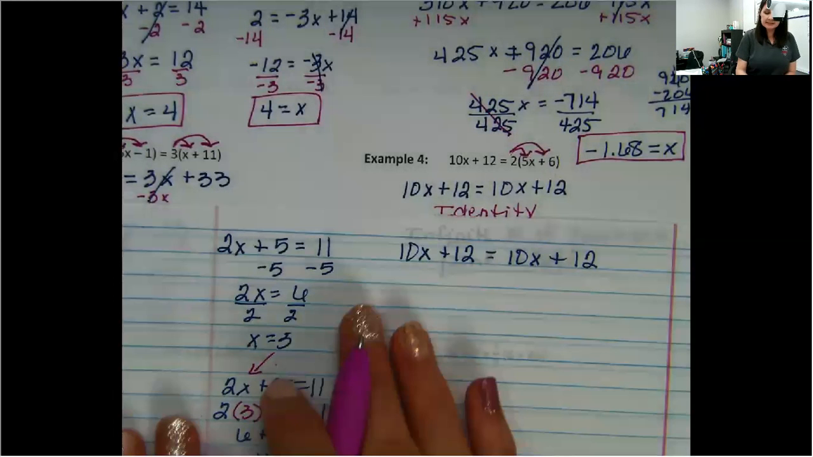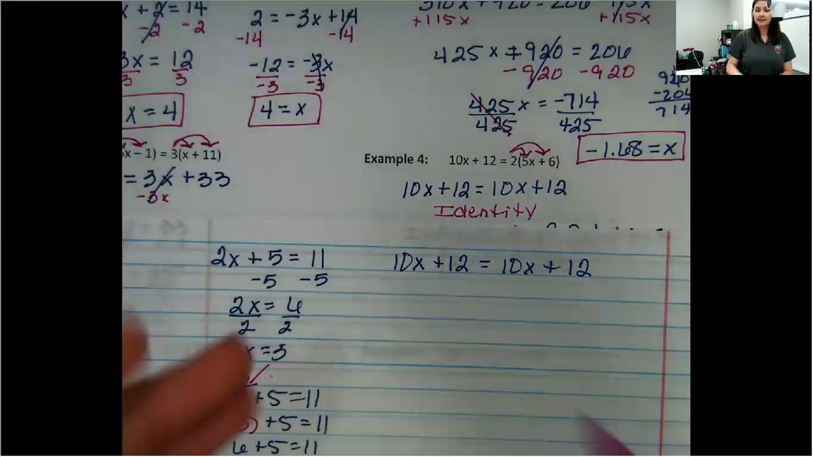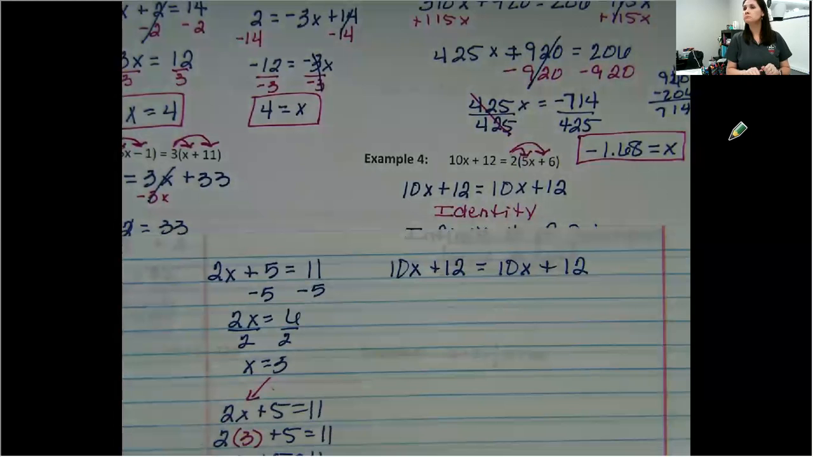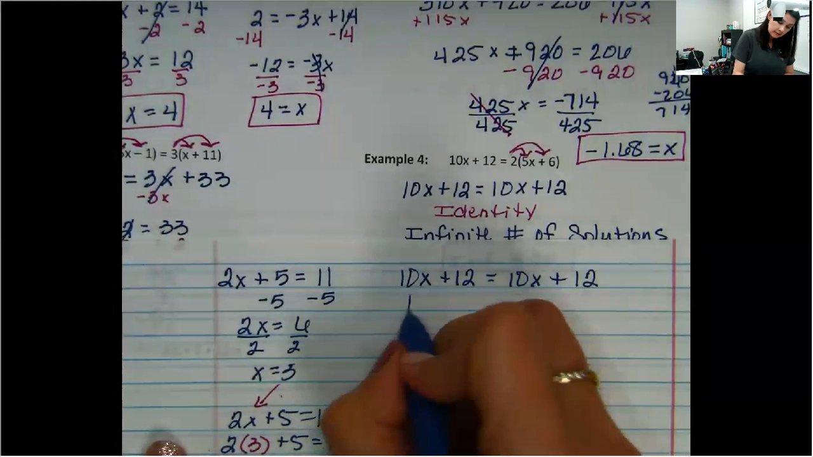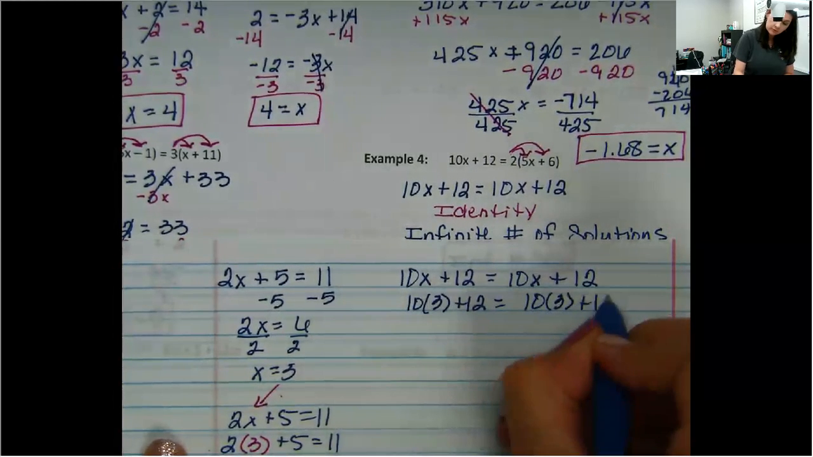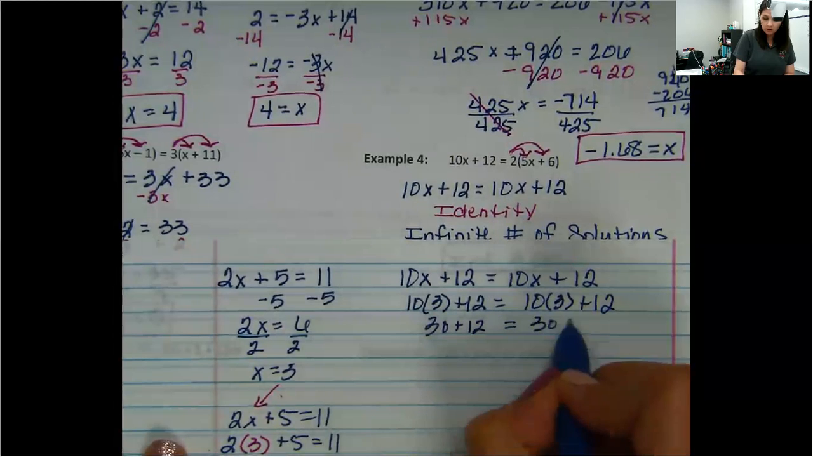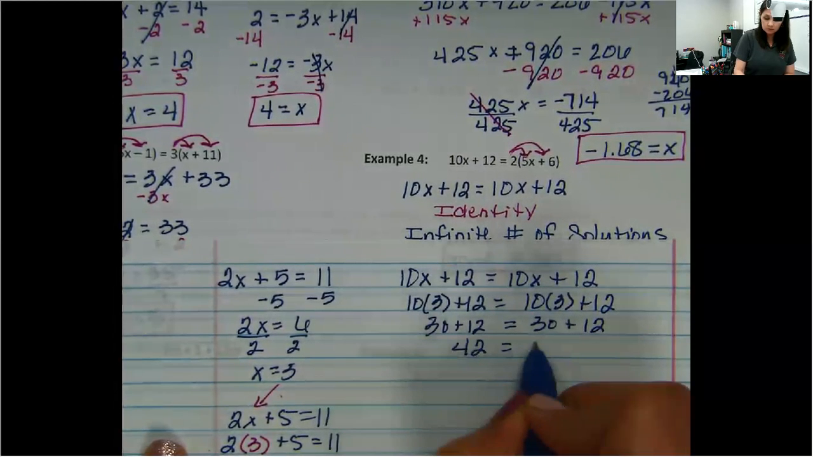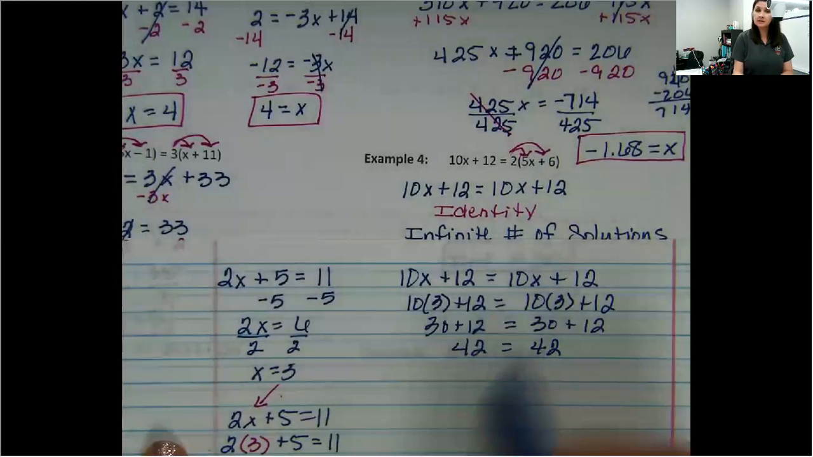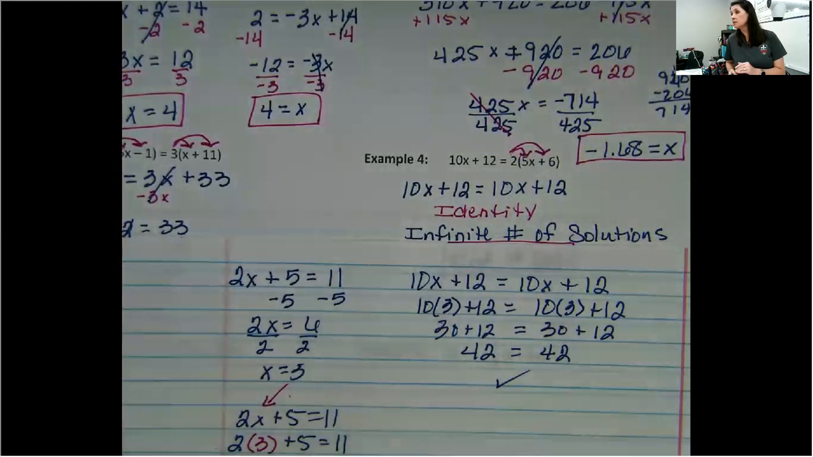Okay, so now let's go back to this problem. If I were to plug in 3 into this equation, what do you think will happen? Do you think the left side will equal the right side? Let's try it. If I take 10 times 3 plus 12, and then 10 times 3 plus 12, I have 30 plus 12. 30 plus 12 is 42. You forgot about the x. No, I plugged 3 into the x. It's true. So 3 is the solution to that equation.